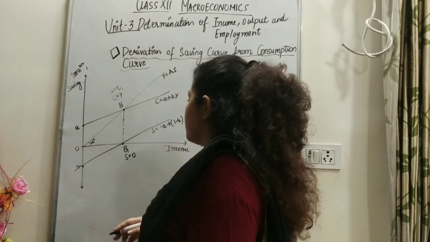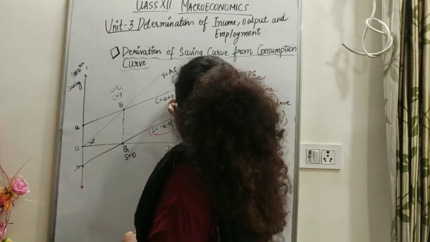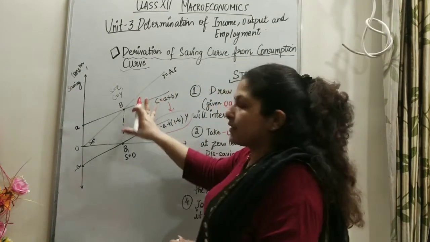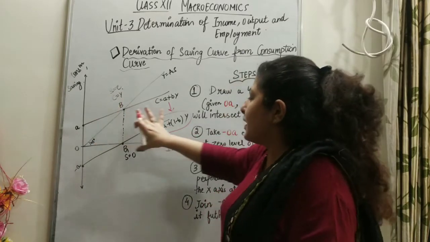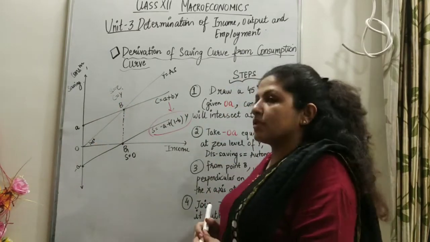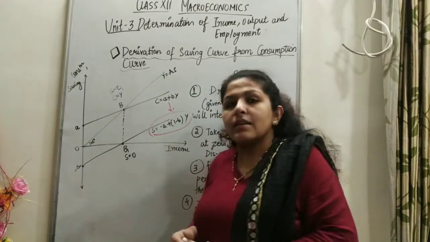This is the derivation of the saving curve from the consumption curve. First we made the consumption curve. Just see the video properly. First we draw the consumption curve and then derive the saving curve from it. Similarly, we can derive the consumption curve from the saving curve.